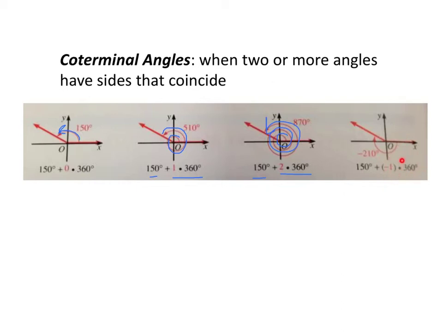The -1 shows that we moved in a clockwise direction. The 150 was this measurement. So an angle of -210 is going to look exactly the same as an angle that's 150. The only difference is the angle that's 150 moved counterclockwise 150 degrees. The angle that's -210 moved clockwise 210 degrees.